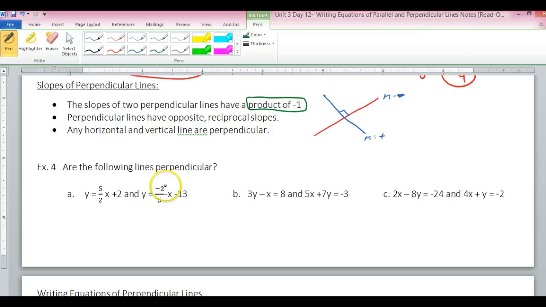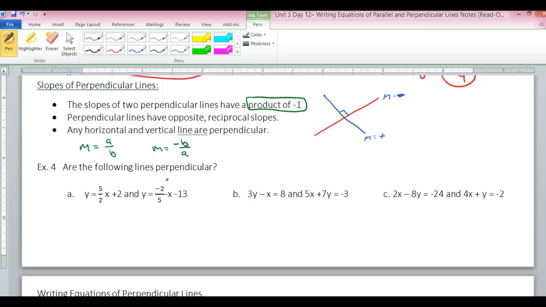Okay? Now, the other way to look at it is perpendicular lines will have slopes that are opposite reciprocals of each other. So, the slope of my first line is a over b, right? The slope of my second line would be negative b over a. It would be opposite reciprocals of each other.